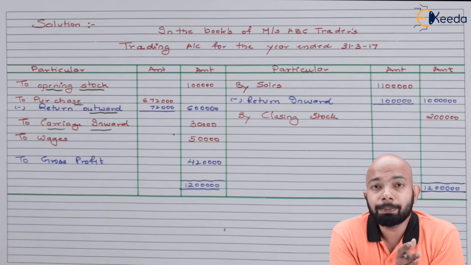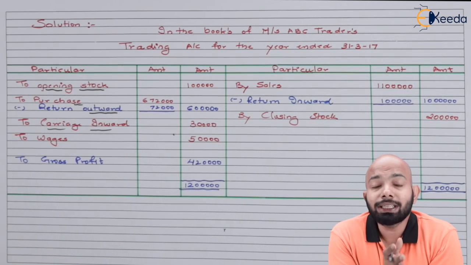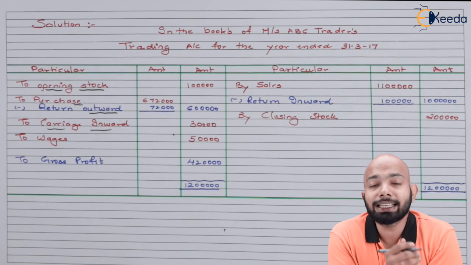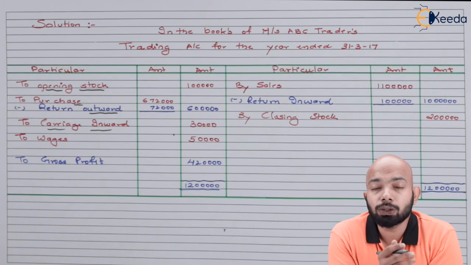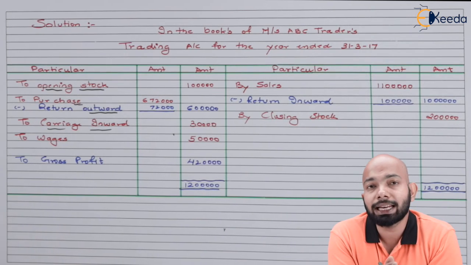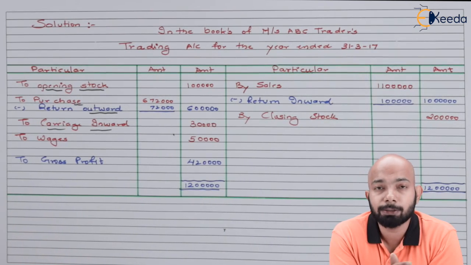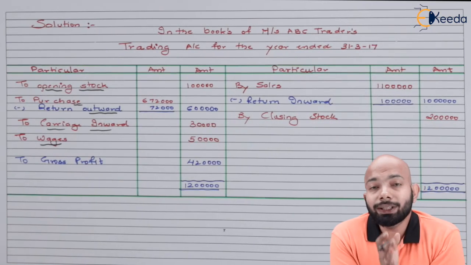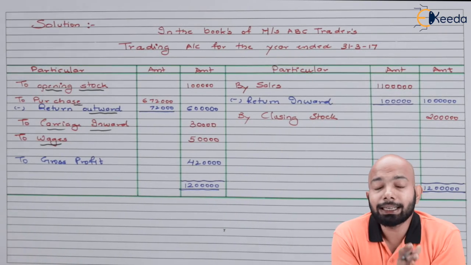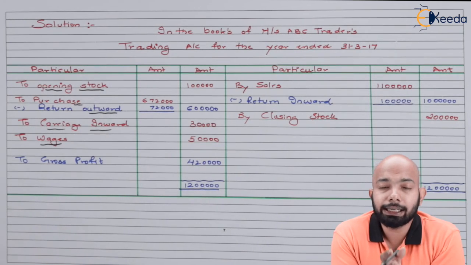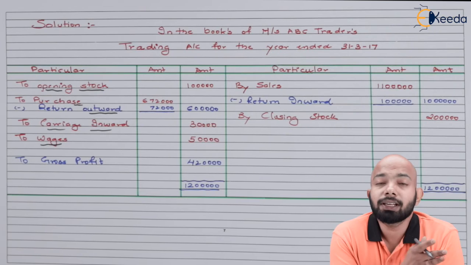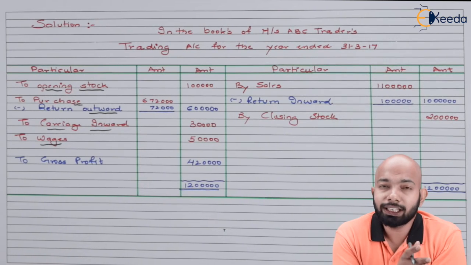The next direct expenses that we have mentioned are carriage inward, which has been mentioned again on the debit side of the trading account, and the next part is wages, 50,000. So 30,000 for carriage inward and 50,000 for wages have been mentioned as direct expenses. Now, with this, we have completed the debit side. The next part is to move on to the credit side. On the credit side, we'll have very few items because the maximum items are covered on the debit side itself.